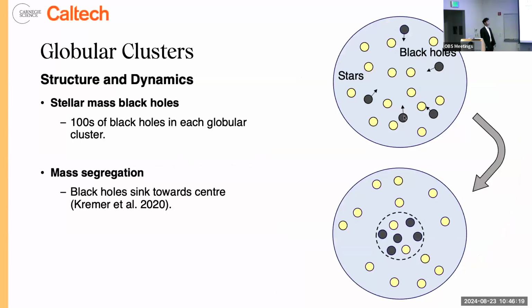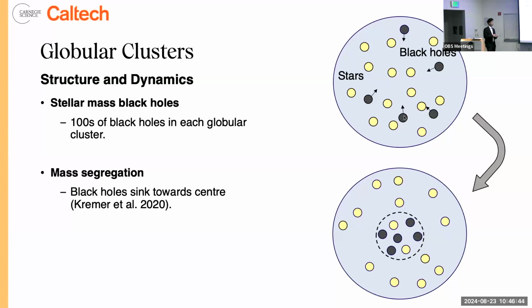The structure of a globular cluster is largely determined by the dynamical gravitational interactions between the objects within it. We know globular clusters contain lots of stellar mass black holes just due to stellar evolution. As the globular cluster ages, these black holes remain as the highest mass objects within the globular cluster because the higher mass stars would have all died by the time that we're looking at these globular clusters.